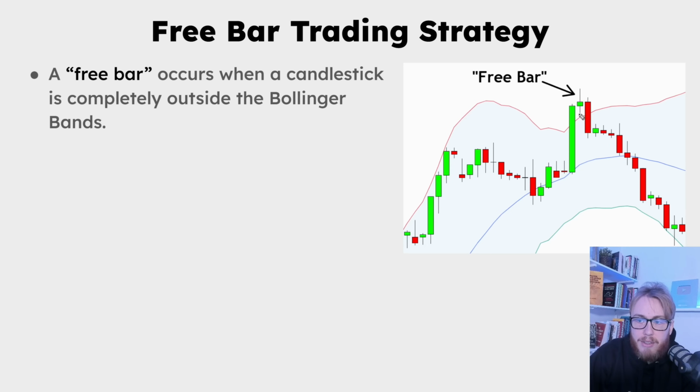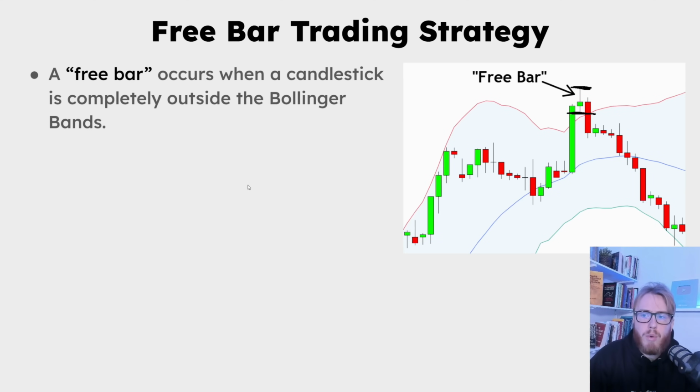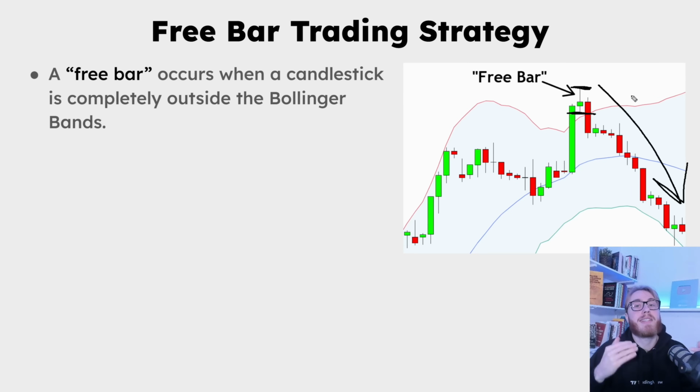The special thing about this candle is that the whole candle, so even the wicks, we can see the lower wick is the very low of the candle, the upper wick is the very high of the candle, and nothing of this candle is inside the channel. Nothing is even touching the channel. This is a candlestick completely outside of the Bollinger Band, and this is what I mean by free bar. But now you might of course wonder, does this mean that every free bar will be a reversal? For example, in this case, you can see that after the free bar occurred, we saw a massive move to the downside. So this was a very good sell signal, or a signal to short.